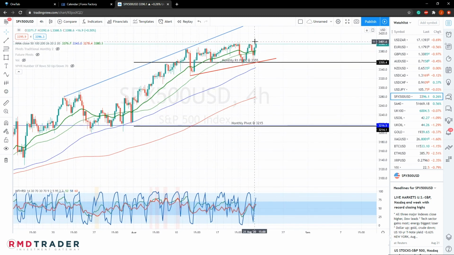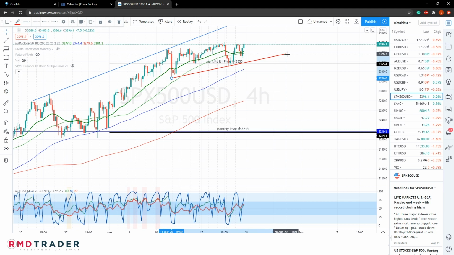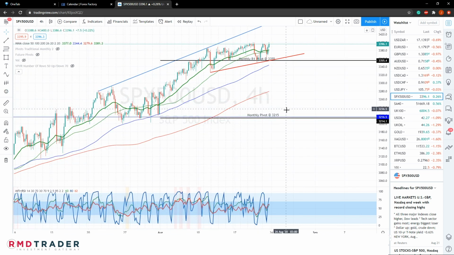Or do we see the very important support level at the monthly R1 pivot at 3,355 retested, that also being our interim diagonal support, and also this probably where we will meet up with this 100 SMA on the 4 hour. So very important level. Should we, of course, break below this level, I personally would say let's keep an eye on this 200 SMA on the 4 hour, followed of course by the very strong support level at our monthly pivot at 3,215.